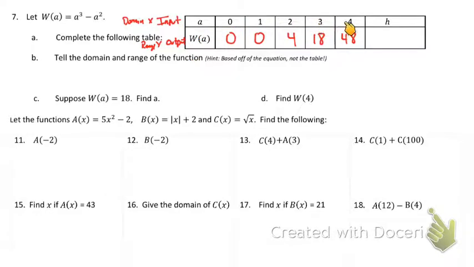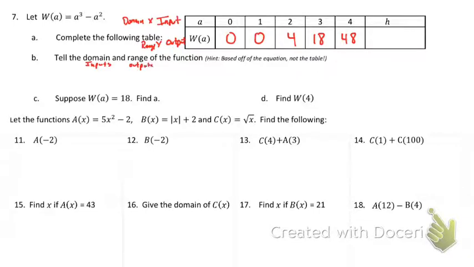Because if you think about it, we could continue plugging in numbers, all right? And we could continue getting outputs. So they don't want you just to use these numbers on the table. They want you to look at this equation and say, what is the domain? Okay, remember, domain is your inputs. And then what is your range, your outputs?